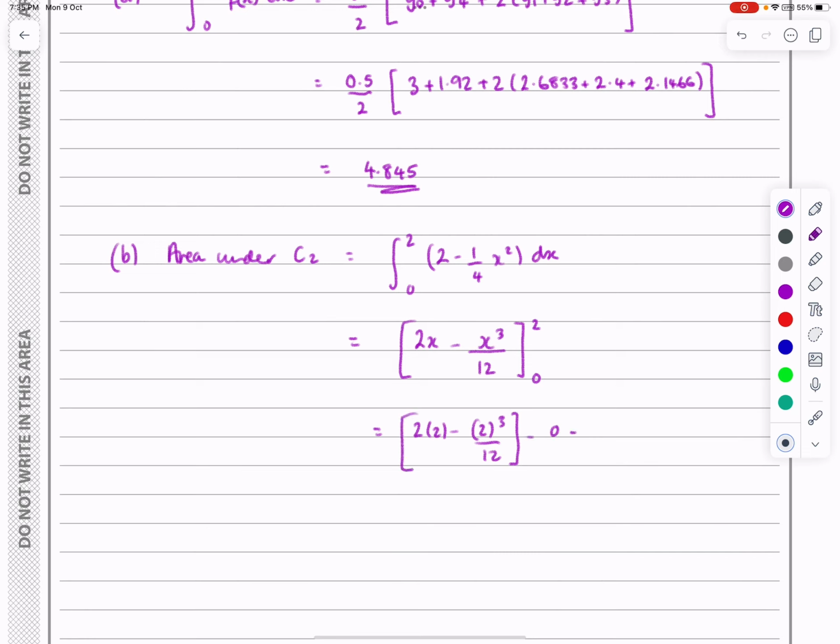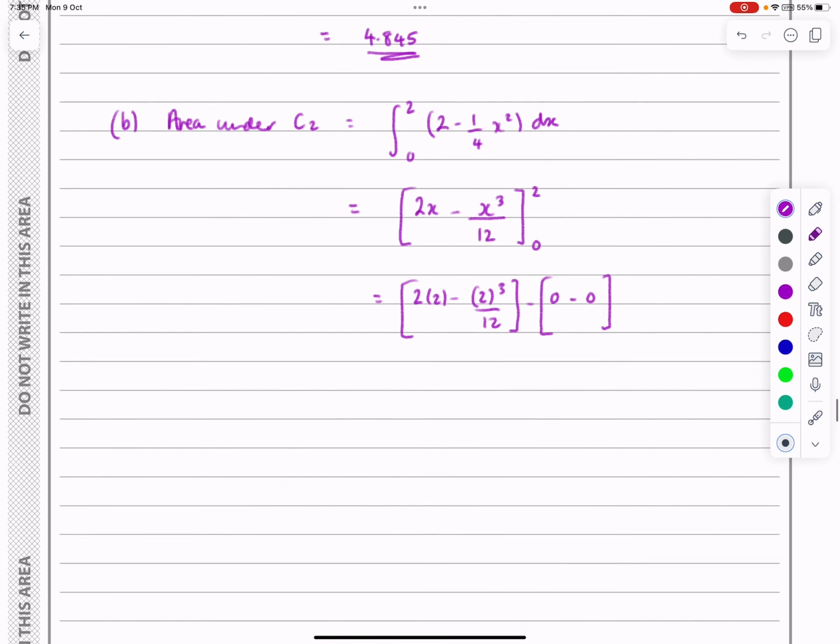minus. Now, I trained myself to do this. It doesn't make any difference with this particular one. I'm going to have 0 minus 0 in that second bracket. But I always just quickly do it, just in case. Sometimes sticking a value of 0 doesn't always give us a value of 0. Working that out, that works out to be equal to 10 over 3.